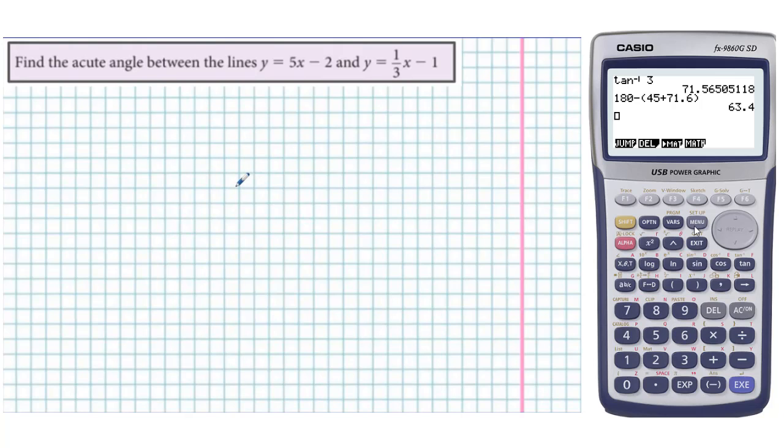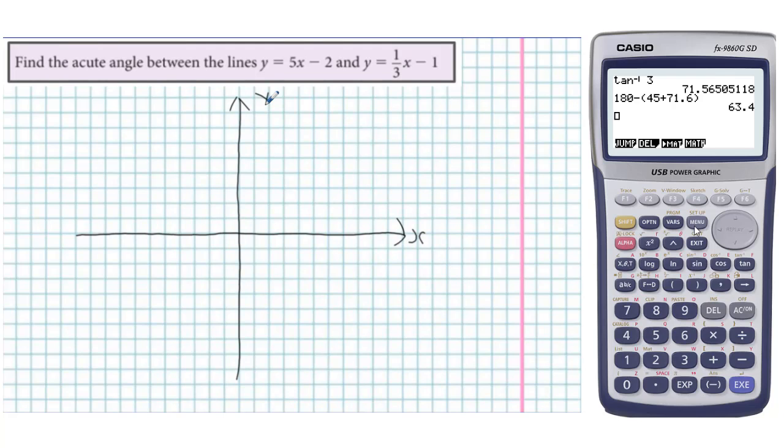Find the acute angle between the lines y equals 5x minus 2 and y equals a third of x minus 1. So again, I'm going to draw these. So if we have a nice axis, or actually this one won't be so nice, I'm not going to use the tools. So there's our y-axis, and the x-axis, probably don't need to be quite as big as this, but never mind.